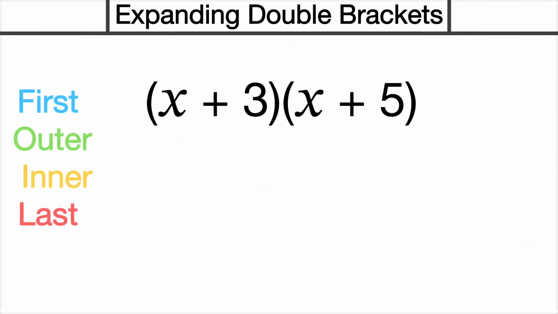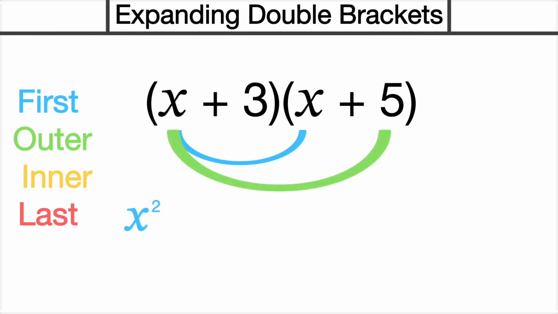Here's an example. To expand this expression, start by multiplying the first terms in the brackets together. x times x equals x squared. Next, multiply the outer terms. x times 5 equals 5x. Then, multiply the inner terms. 3 times x equals 3x.